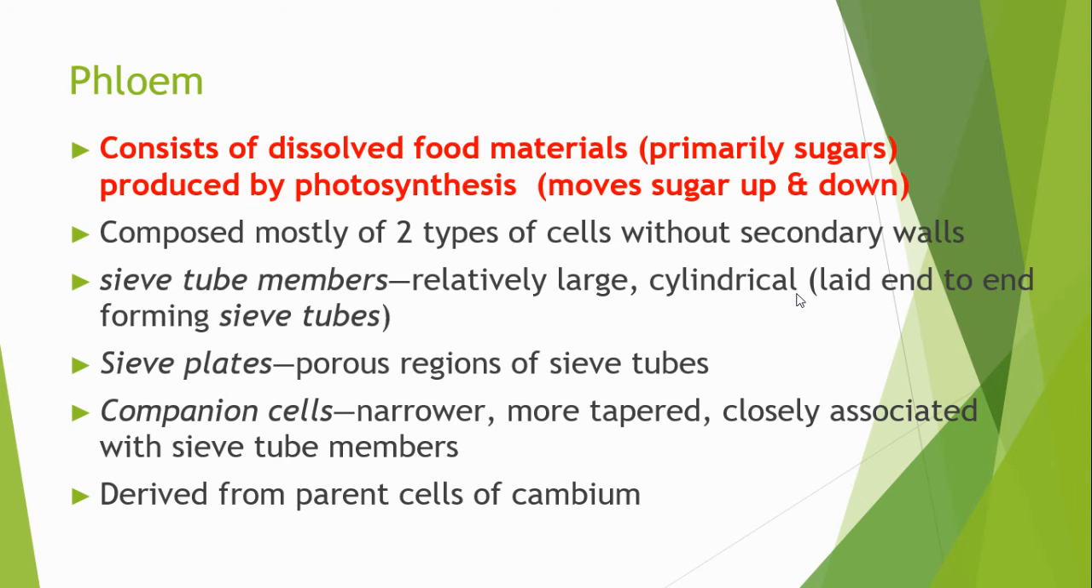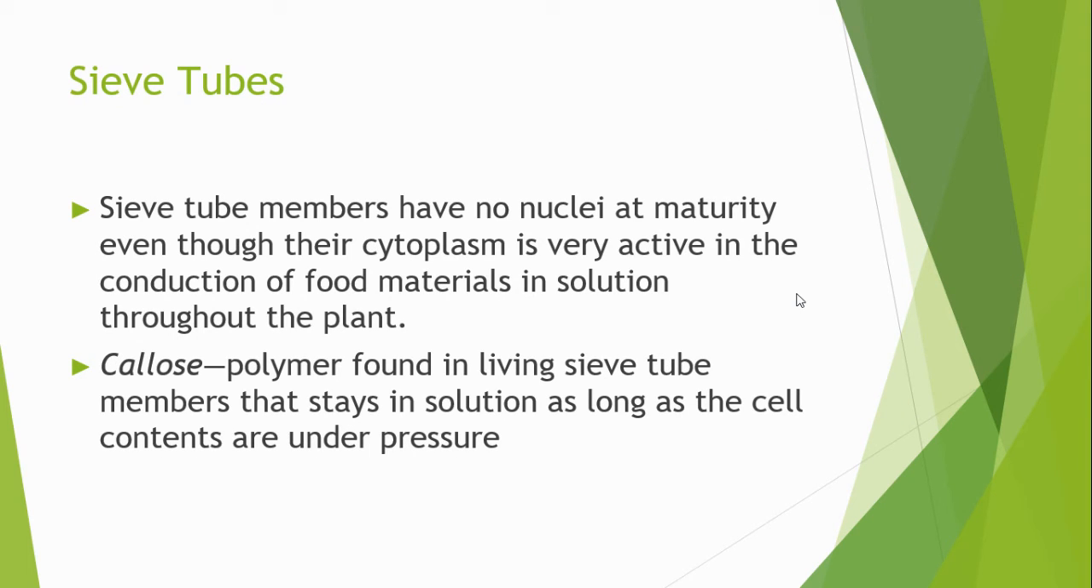Sieve tube members are relatively large and cylindrical and laid end-to-end, and they form more sieve tubes. Sieve plates are porous regions of sieve tubes, and companion cells are narrower, more tapered, and closely associated with the sieve tube members. It's derived from the parent cells of cambium. So sieve tubes.